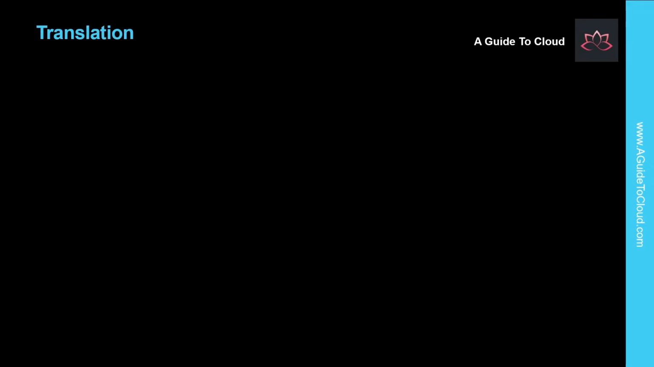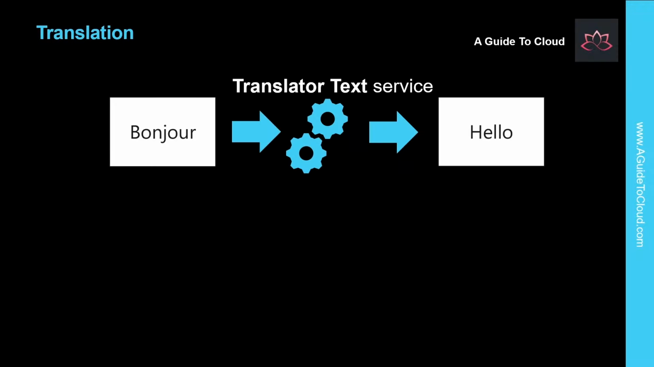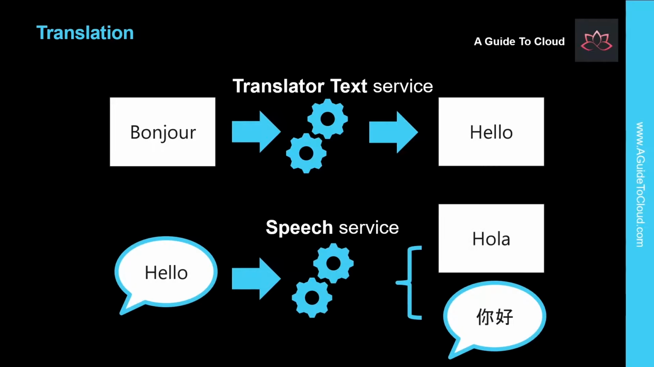In this example, we are going to look at translation. The translation text service enables you to translate text between more than 60 languages. As you notice, the text "bonjour" is translated to "hello." And you can also translate audible speech by using the speech service, which has the ability to produce translated output in text or audio format. And when the "hello" is submitted to the speech service, it returns the value as "hola" and something in Chinese. I'm sure it is hello in Chinese.